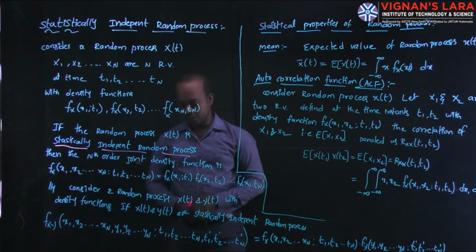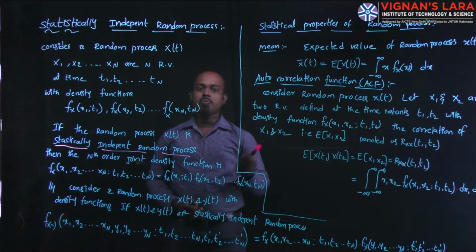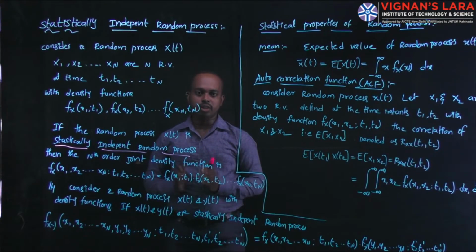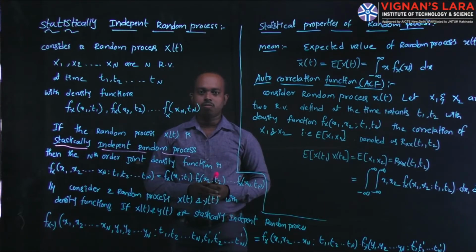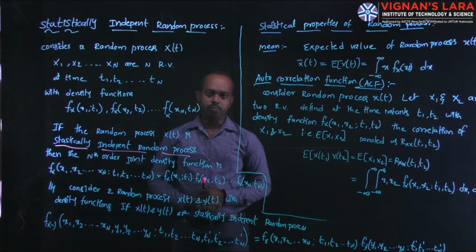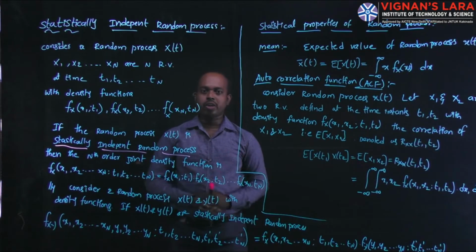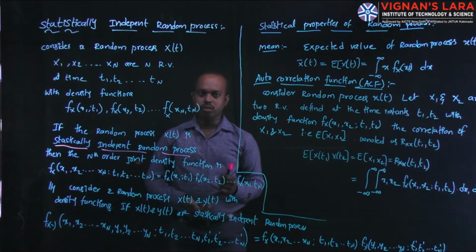I give the notation with a dash: t1 dash, t2 dash, t3 dash up to tn dash. For the random process x of t, the variables are in terms of x and the time parameters are t1 to tn. For the second random process y of t, the values y1, y2, y3 up to yn are random variables and their time parameters are t1 dash, t2 dash and so on up to tn dash.